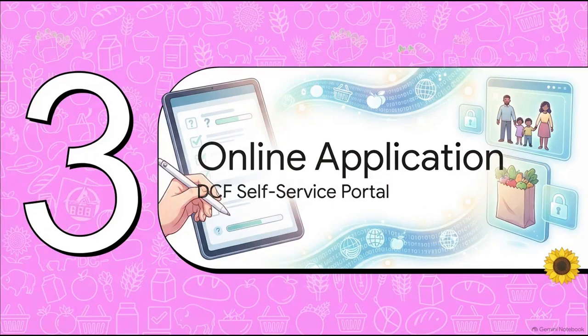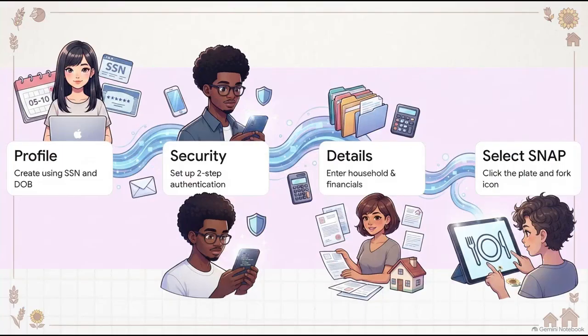Okay, let's get into Section 3, the online application process itself. When you go to the DCF website and hit Apply for Services, the process breaks down like this. Step 1 is creating your secure profile using your date of birth and social security number. Step 2 is setting up 2-step authentication, so make sure you have your phone or email close by to get that security code. Step 3 is where you enter all those documents we just gathered, all your household info and finances.